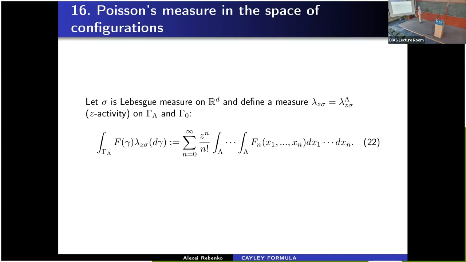We also introduce, to avoid writing a cumbersome formula, some measure lambda, which is the activity of the particle, connected with the chemical potential, and this infinite sum for a measurable function we can denote by this integral with respect to the measure lambda.